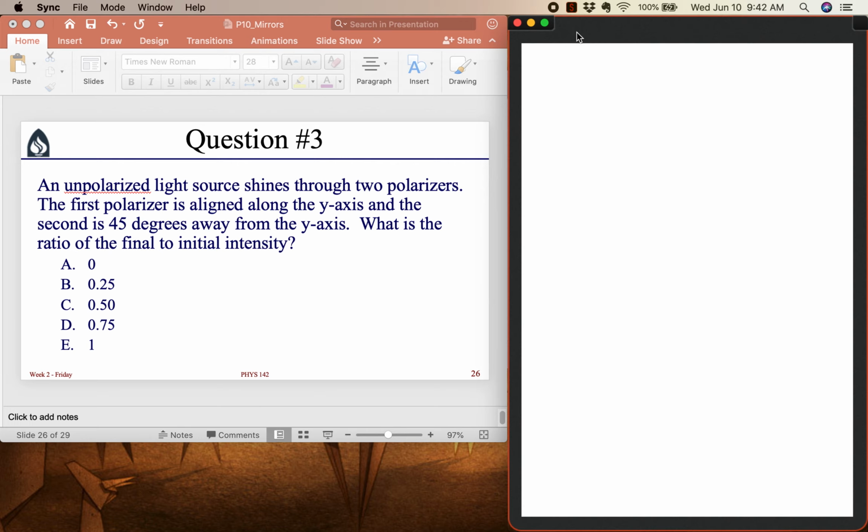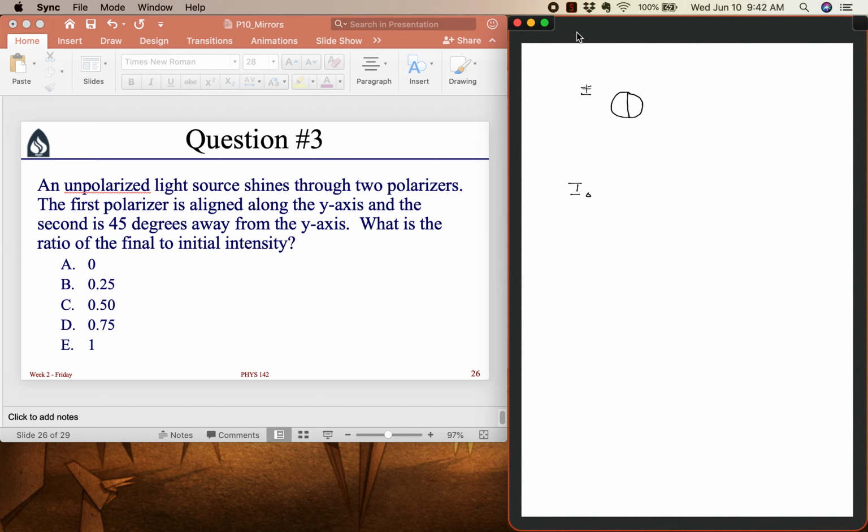The light in this question starts out unpolarized with some initial intensity. So we start out with some intensity I0 of our unpolarized light. Then the light goes through a polarizer with a vertical transmission axis. So after that first polarizer, we know that a polarizer will cut unpolarized light intensity by half.